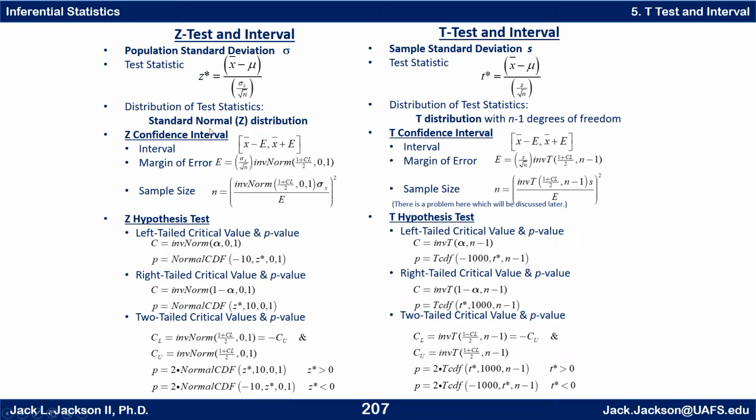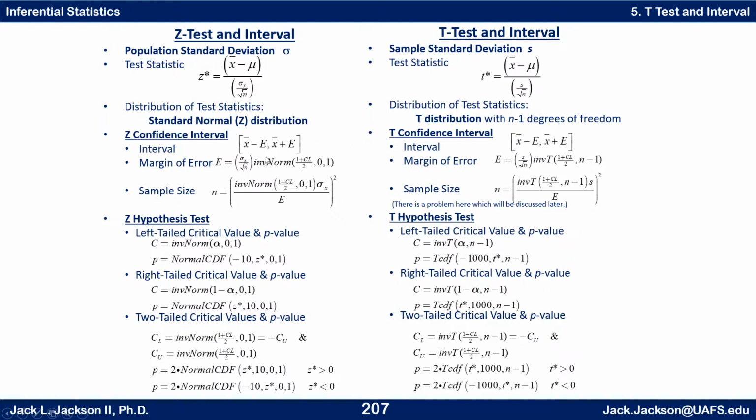The distribution of test statistics on the left, the distribution of these z-scores, is a standard normal. The distribution on the right is a t-distribution with n minus 1 degrees of freedom. The confidence interval is still x bar minus e to x bar plus e. That's the same. We just have a very slight change in our formula for margin of error. Where we have a sigma in the formula here, we just have an s in the formula over there. Of course, instead of an inverse norm, now it's an inverse t, this time with n minus 1 degrees of freedom.